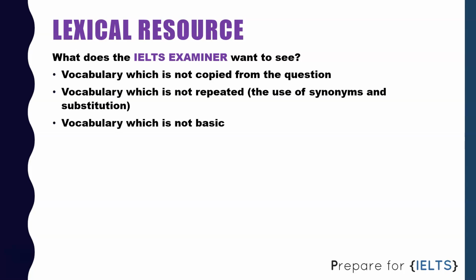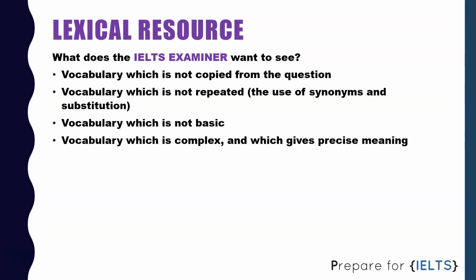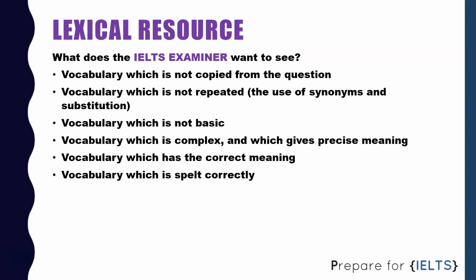They want vocabulary which is not basic, so not too many words like big, bad, important, good, nice. And they want vocabulary which is complex and which gives precise meaning. So you need to say exactly what you mean. It's important to understand differences, sometimes very small differences between words, so you can use the precise word that you need. You need vocabulary which has the correct meaning, obviously. Again, many candidates use vague general words instead of precise words which convey an exact meaning. And you need vocabulary with the correct spelling.